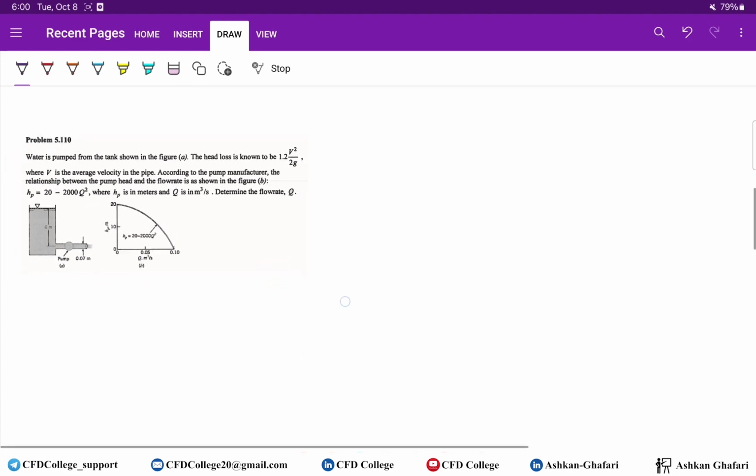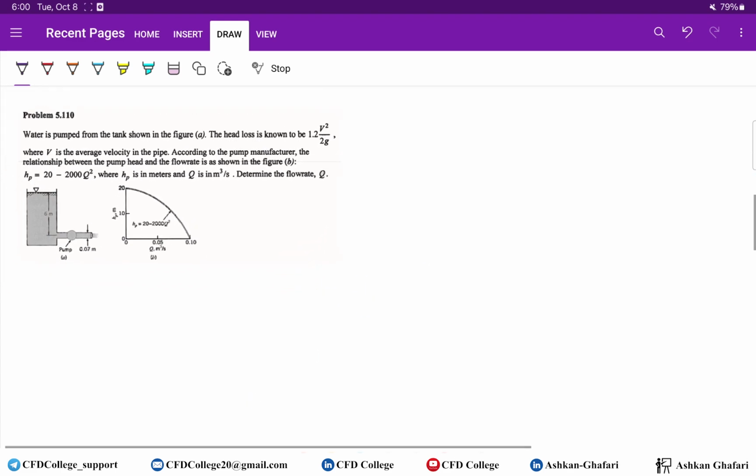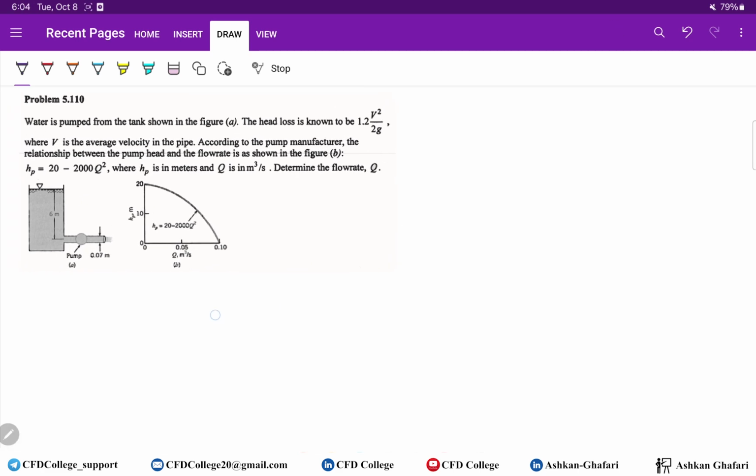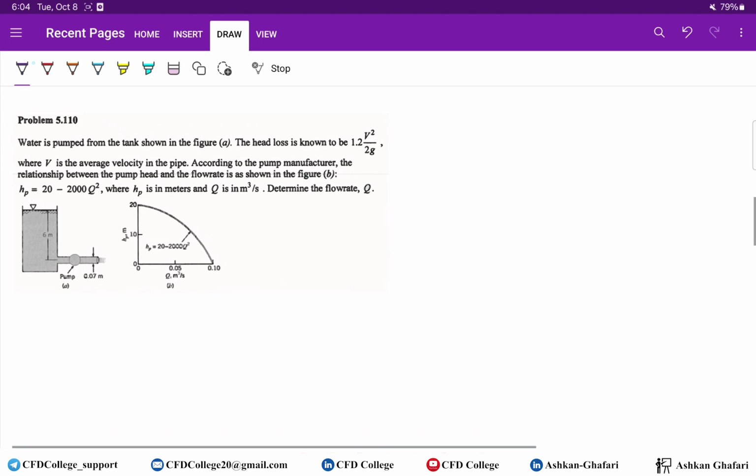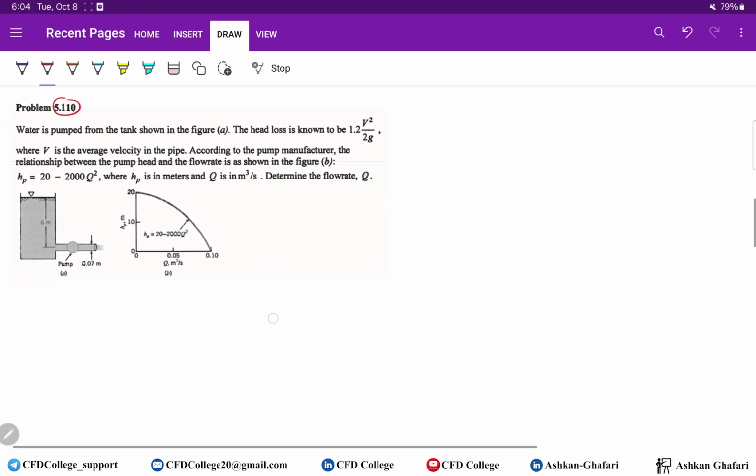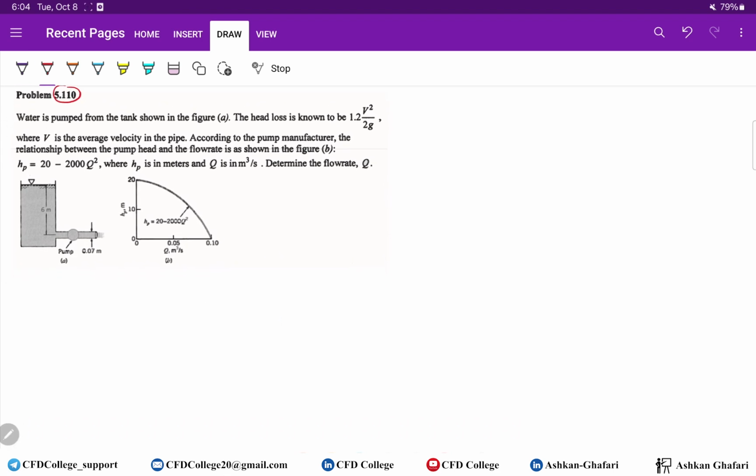Now let's move to the second question. Problem number 110. Water is pumped from the tank. So we have this tank and water is pumped from it. The head loss is known to be HL equals 1.2 V square over 2G.